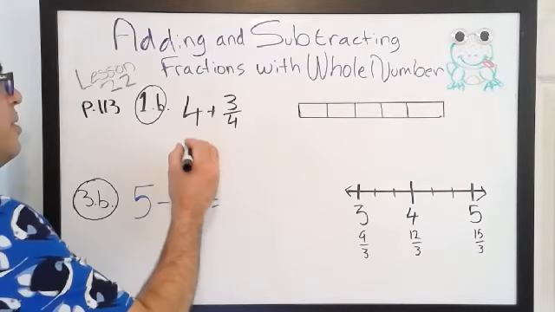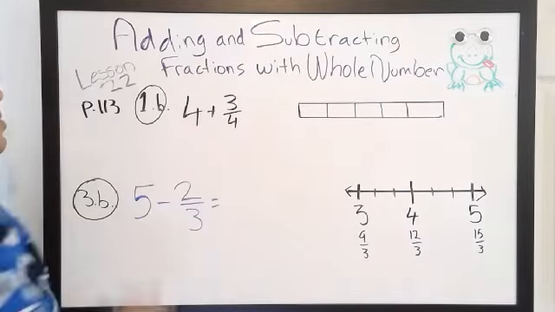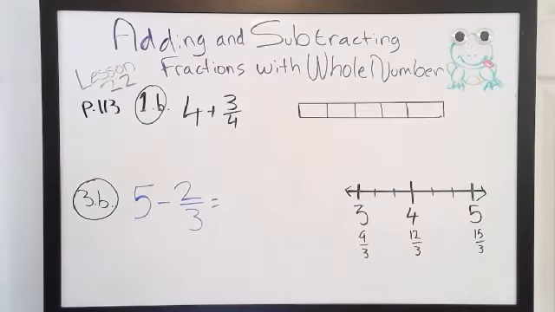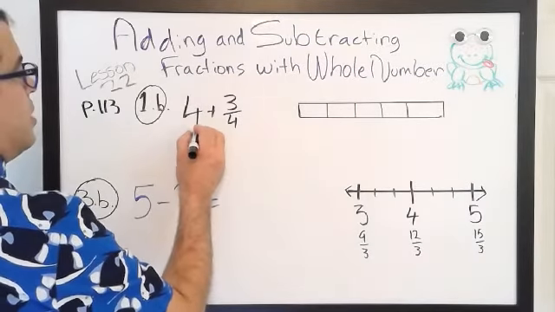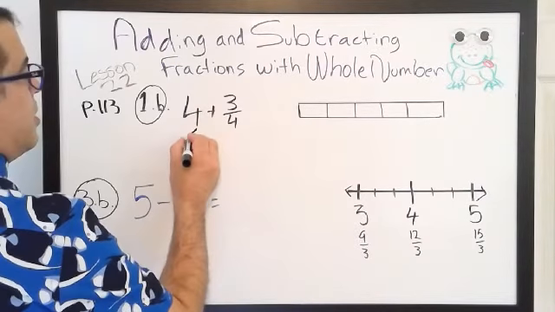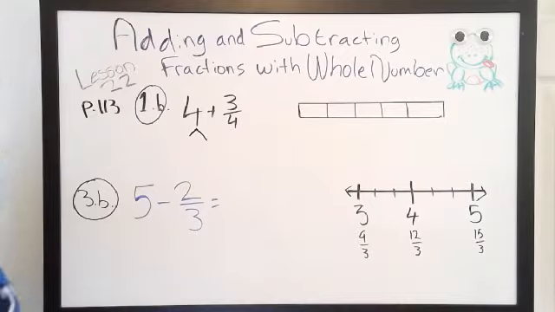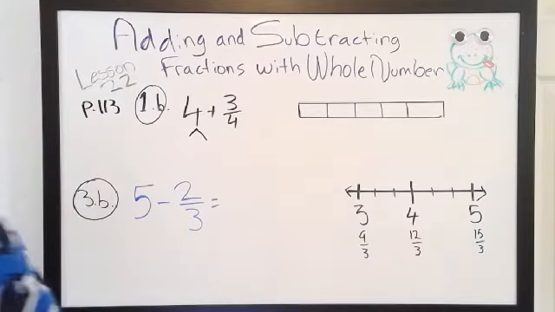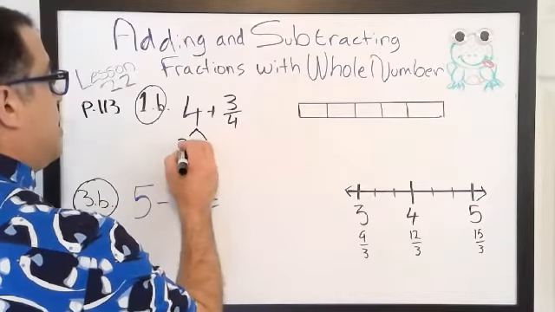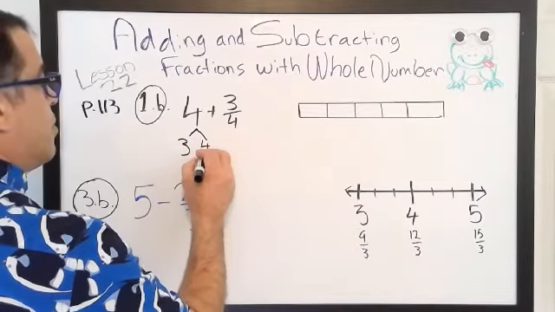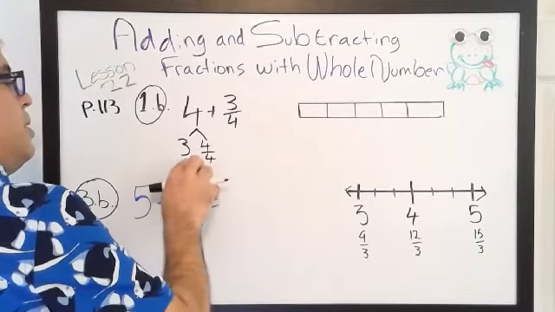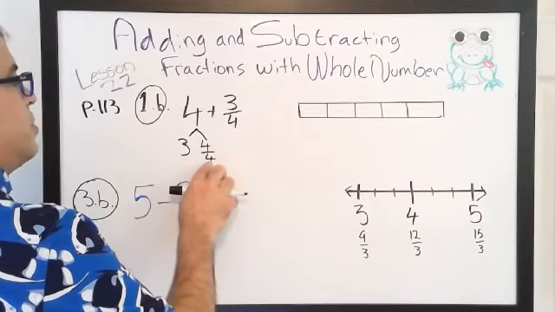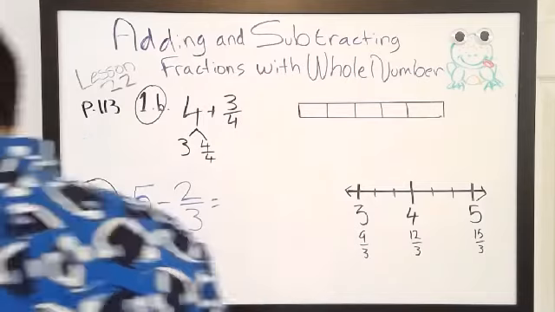Well, let's talk about that then. So if we're dealing with fourths here, I need to change 4. I need to break it apart. I need to decompose it into fourths. So what is 4 as fourths? Well, we could call it 12 fourths. But what we want to do is separate things so that we know what we're looking at. So 4 can also be represented as 3 4/4, right? 3 plus 1 whole number. That's one way of looking at it.